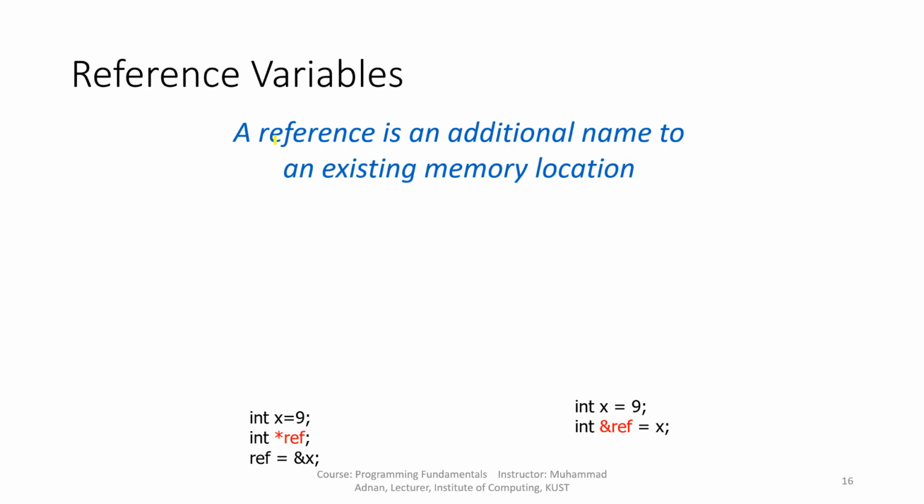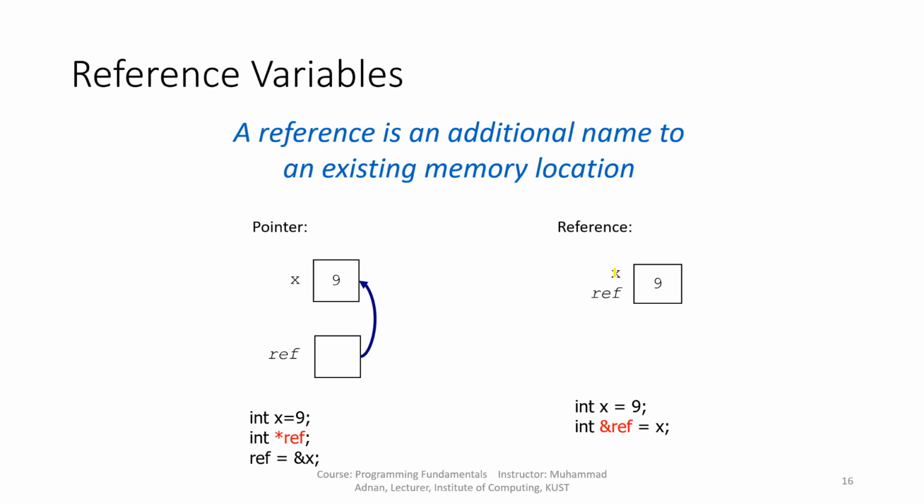So remember, what is a reference variable? A reference is an additional name to an existing memory location. So for example, you have this memory location where you have stored 9. So a reference is another name, it stores the address of this memory slot.